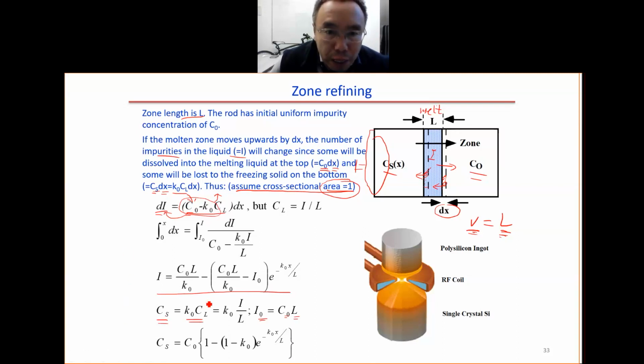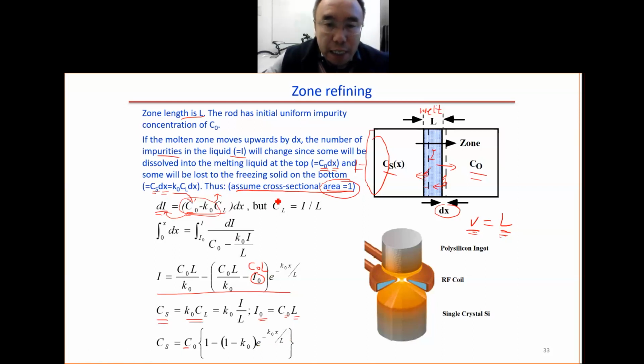So we have here this term equal to C0L. So we can take them out. The L is cancelled out with this L. C0 is taken out. So in the end we get this formula here.